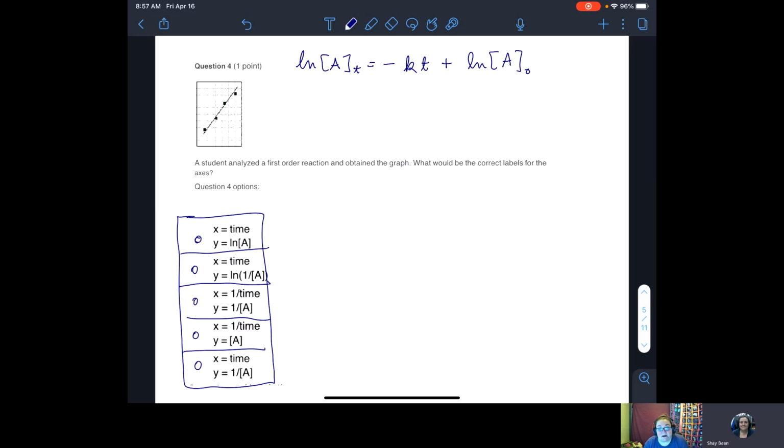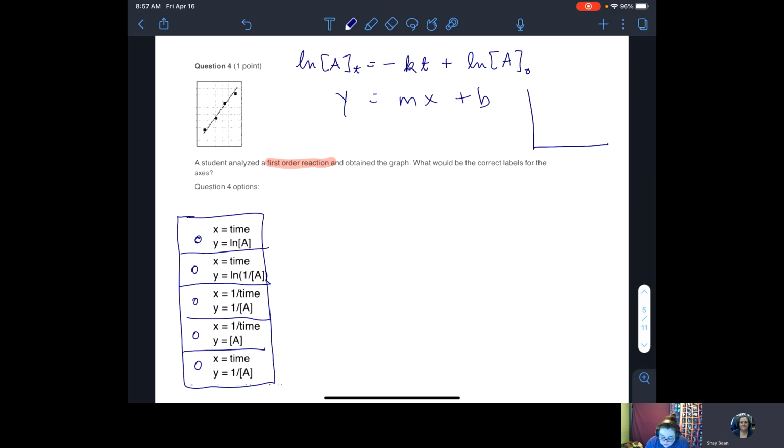A student analyzed a first order reaction and obtained the graph above. What would be the correct labels for the axes? And you've got your options down below. Once I recognize that this is a first order process, I pull the equation for a first order process. The equation that we talked about in class is the equation for a straight line. So y equals mx plus b.